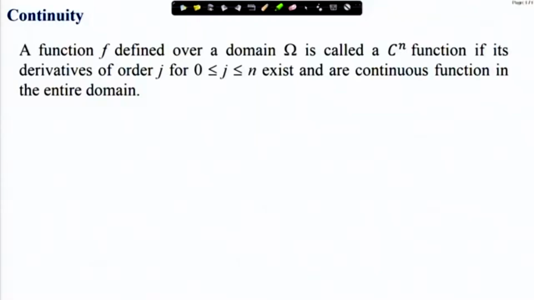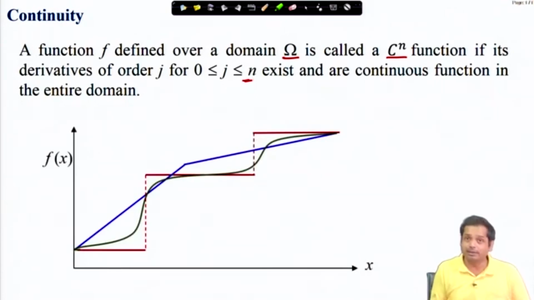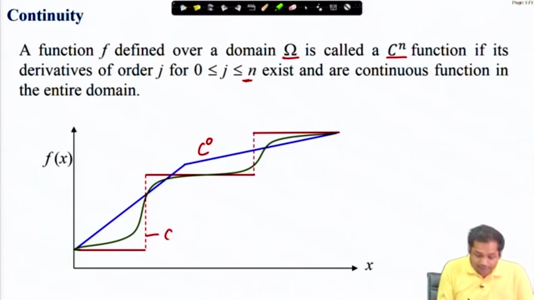Now, continuity is a word you all are familiar with. A function f defined over a domain omega is called a Cn function if all its derivatives up to order n exist and are continuous in the entire domain. For an example, this is some representative function. If you take the blue one, this function is a C0 function, and the red one is a C minus 1 function.